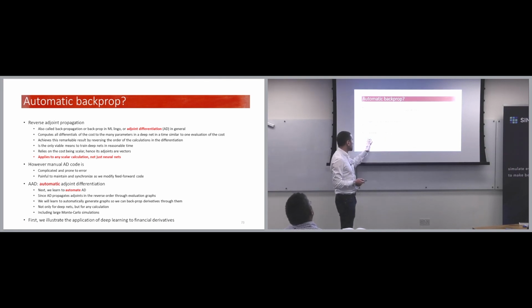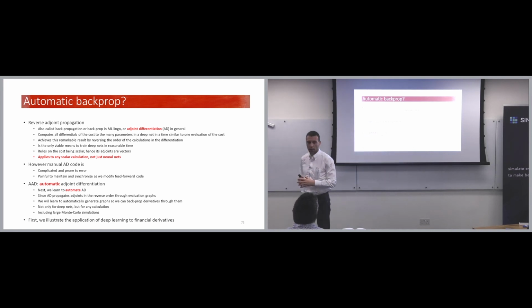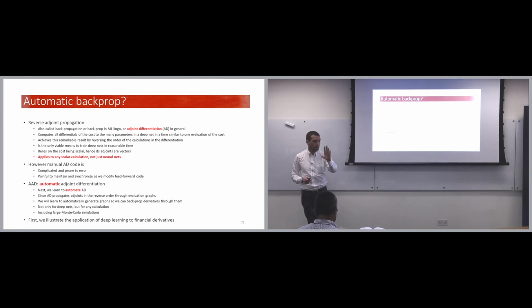Now, note for the moment that AD propagates adjoints in the reverse order through evaluation graphs. So in order to automate AD, we will need to find a way to automatically generate these evaluation graphs so that we can backprop derivatives through them. And that's a fundamental difference between AAD, for instance, and automatic finite differences. Because finite differences don't need to know the evaluation graph to differentiate. All you need is an executable. You need something to execute. And you execute it repeatedly to find an estimate for all the derivatives.